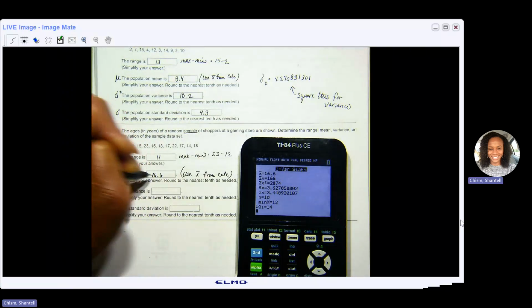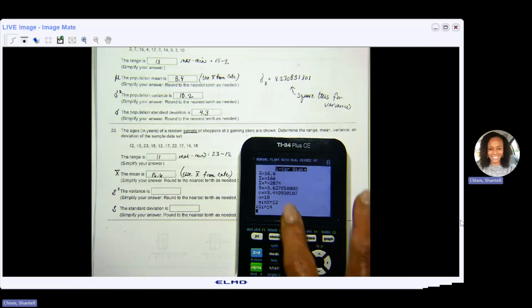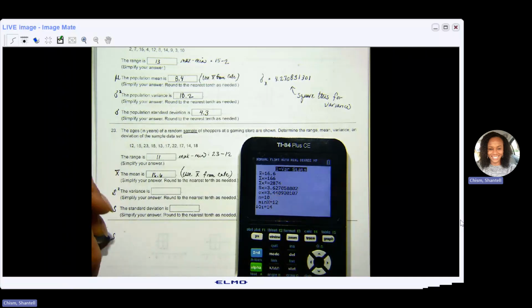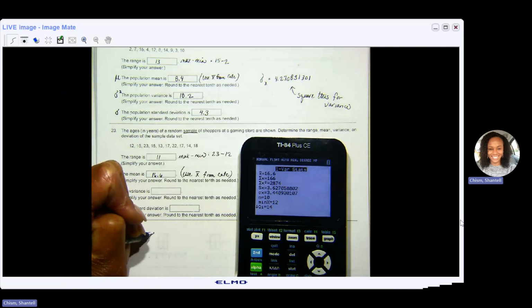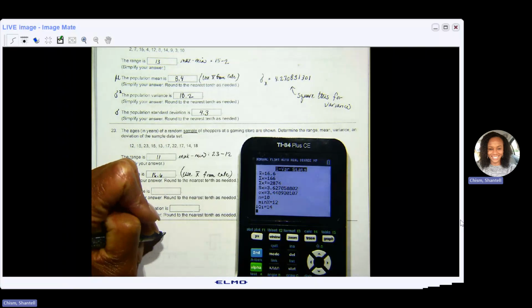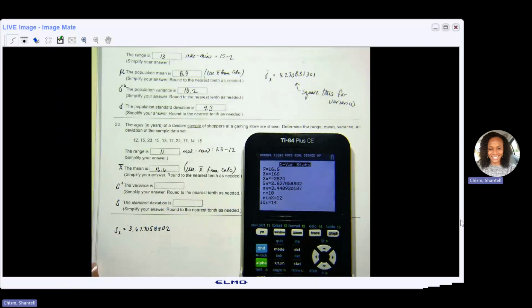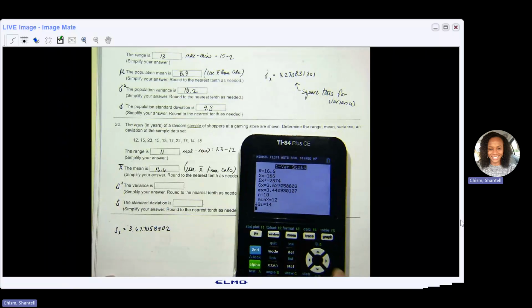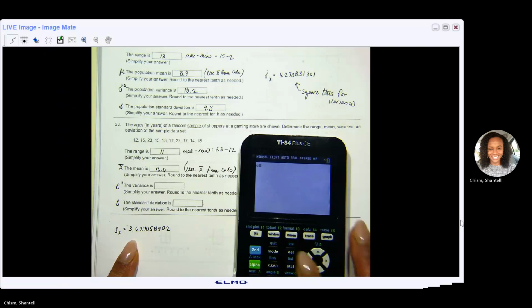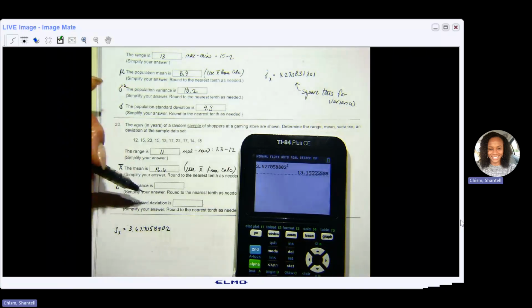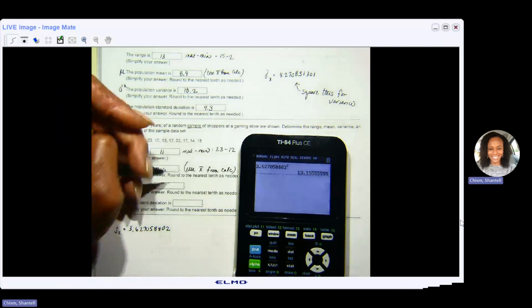So we're good there. Now, variance, S squared, I do not have S squared. I have S though. S is 3.627058802. And I'm going to square that in order to get the variance. So I'm going to say 3.627058802 squared. And that gives me, rounded to one decimal, 13.2.